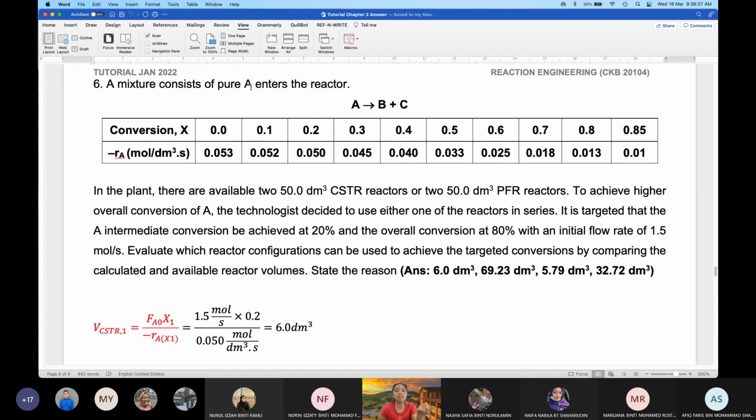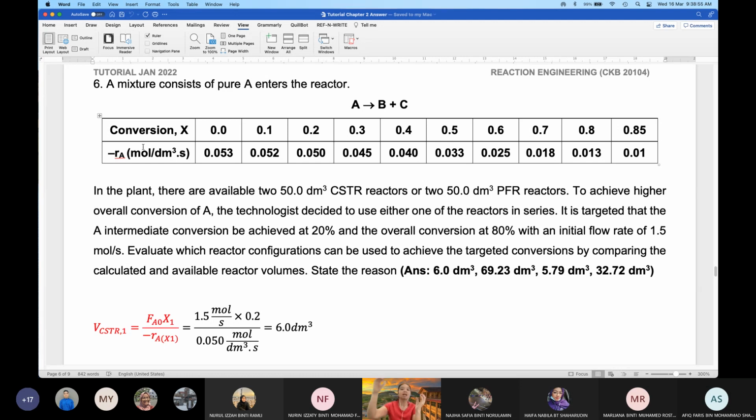Second implication means initially 100 mole percent A, which is YA not, the mole fraction. Initial mole fraction of A is 1. Okay, so they give us the form of a table. So remember this table, if you noticed, last Monday we already did chapter 3, right? In chapter 3, we are learning how to calculate minus RA. So in chapter 2, minus RA was already given to you in the form of a table.